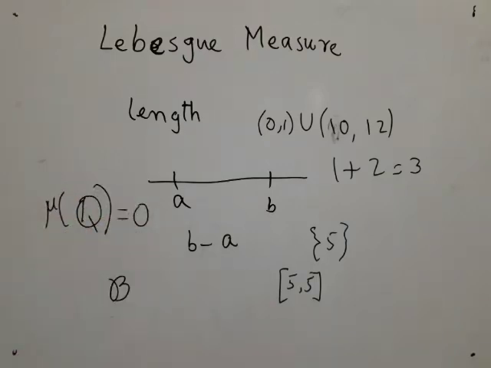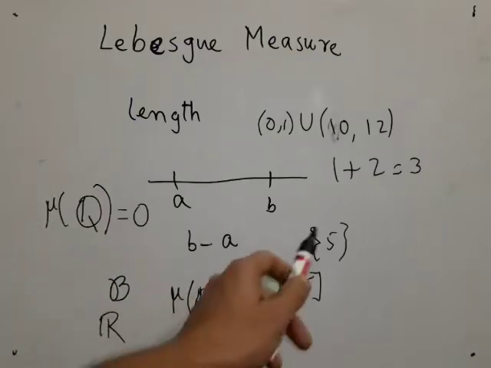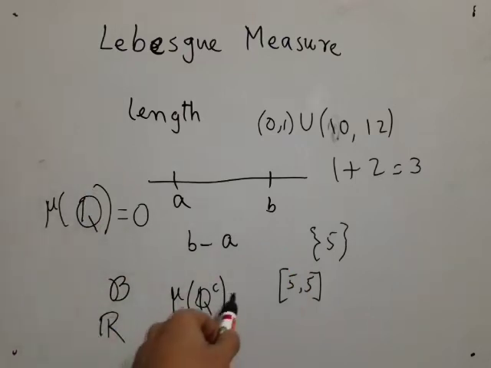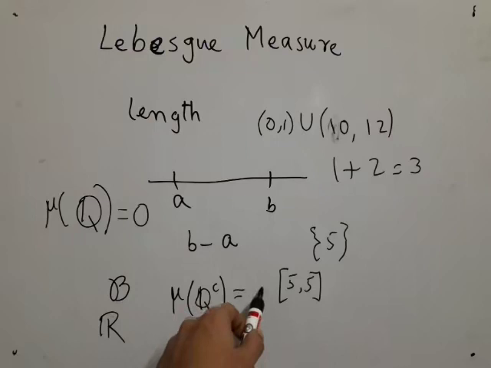What should the measure be of irrationals? I know that for R, which is an interval, the measure is infinite. So this plus that should give me infinite. So this must be infinite.